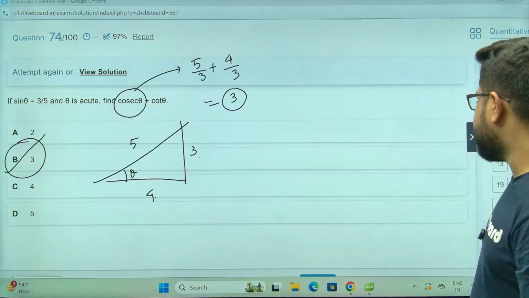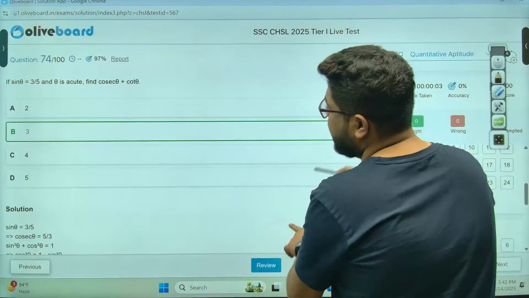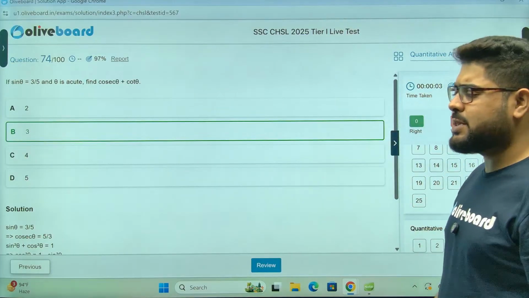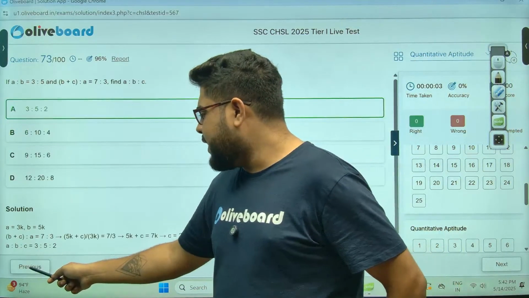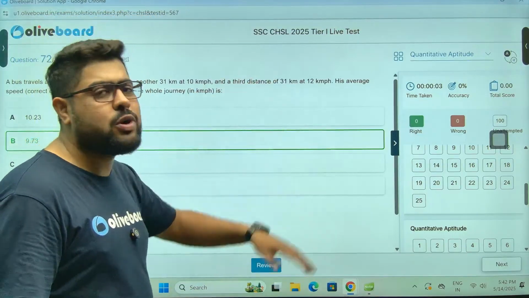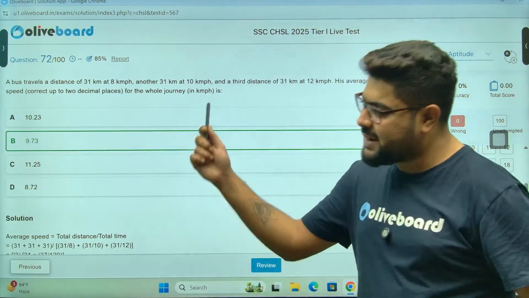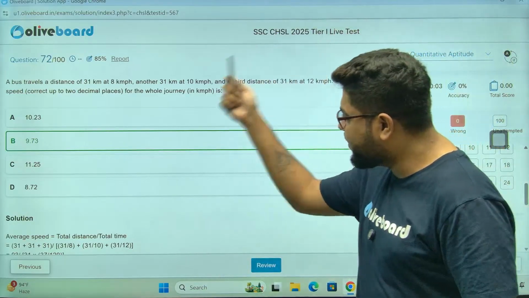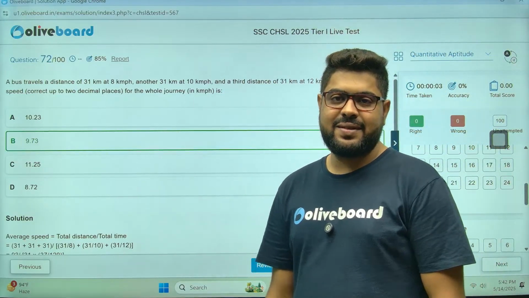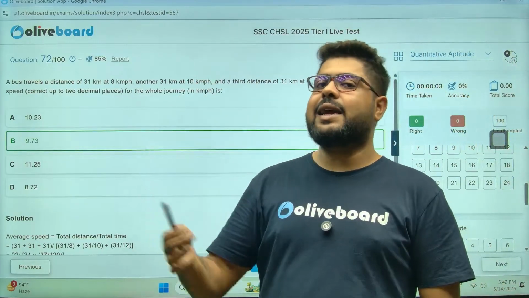Sashi, you see, in average speed, why will I use it? If I use the 3-speed formula here, the calculations will be more difficult. You go ahead and try, it will be more difficult, because you need to understand the underlying concept.